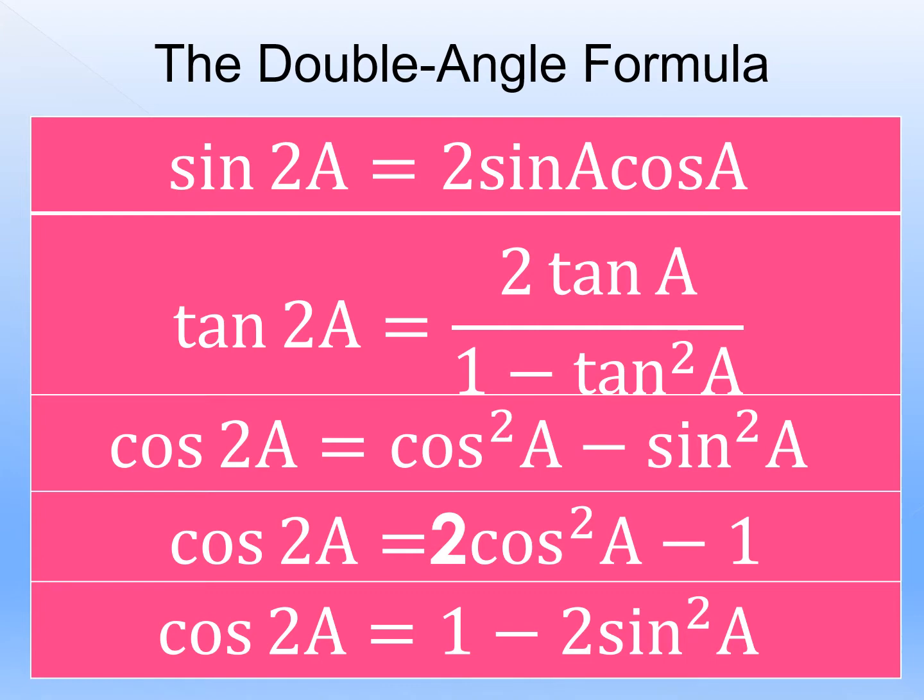For sine 2a, we have 2 sine a cos a. For tan 2a, we have 2 tan a all over 1 minus tan squared a. For cos 2a, we have 3 formulas. It's up to you which formula you're going to use. For cos 2a, it can be cos squared a minus sine squared a, or it can be 2 cos squared a minus 1, or 1 minus 2 sine squared a.